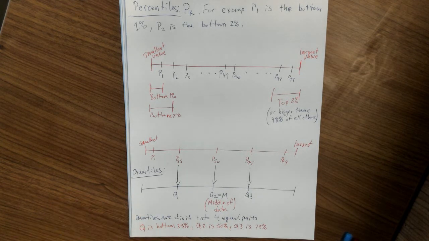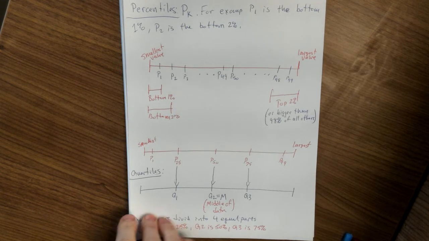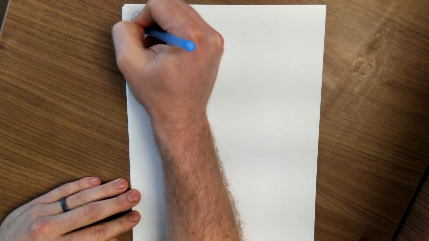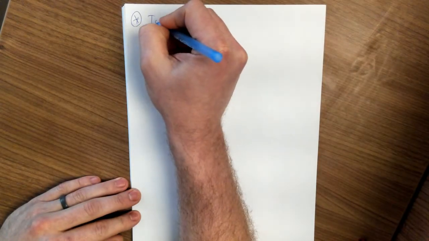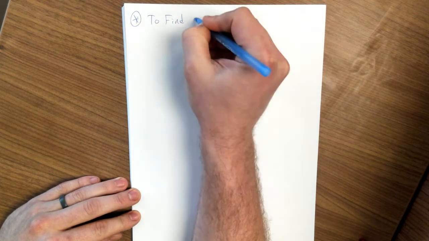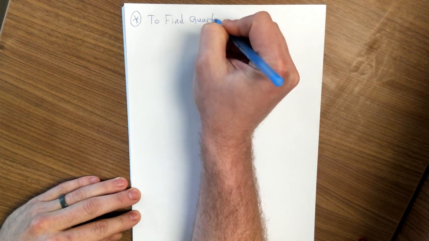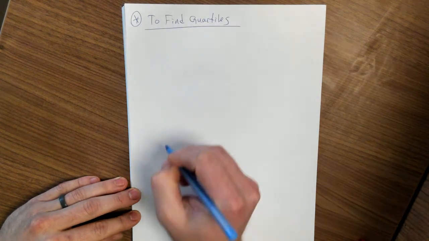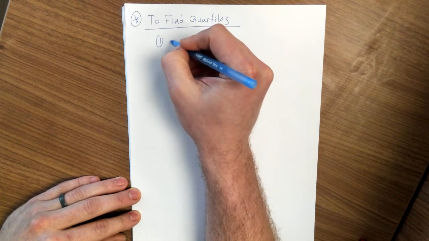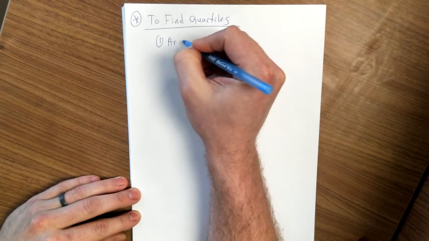So now that we have a good understanding of what these are, let's look at an example. Actually, before we do an example, we would want to go and look at how to actually find these quartiles. So that's the first thing we'll do, is I'll write some steps out of how to find all these quartiles. So step, let's say star it, to find quartiles. First thing you want to do is arrange data in ascending order.